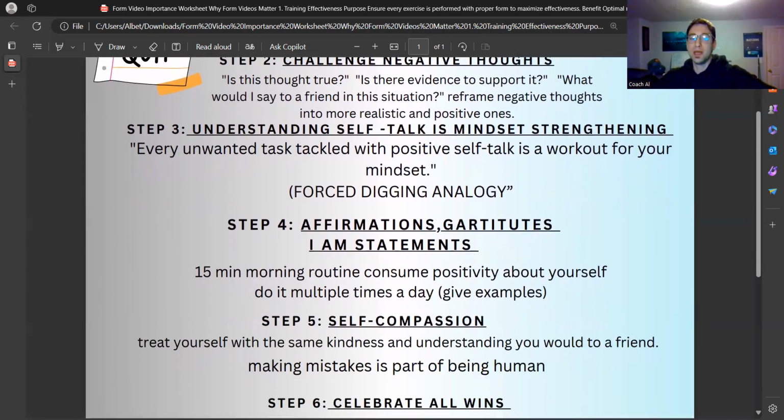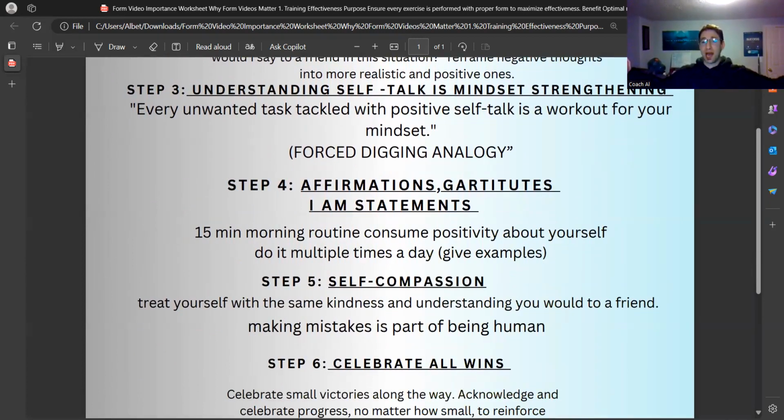I love that one. Step four, affirmations, gratitudes, and I am statements. Now, guys, this is the 15-minute morning routine that I push over to you guys. You gotta force in that positivity, because negativity is coming at us from all different directions. The news, stuff going on with the family, and there's drama at work. There's negativity coming in from all different directions.